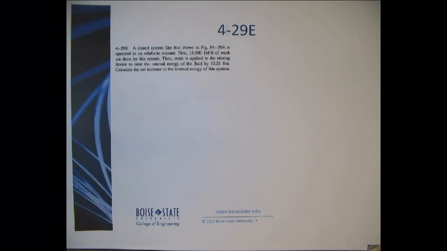Okay, now let's look at another interesting problem. 4-29E. You're given a closed system which is shown in the figure, and it is operated in an adiabatic manner. So what is an adiabatic manner? There is no heat transfer. First, 15,000 pound force feet of work are done by this system. Then, work is applied to the steering device to raise the internal energy of the fluid by 10.28 British thermal units. You're asked to calculate the net increase in the internal energy of this system.